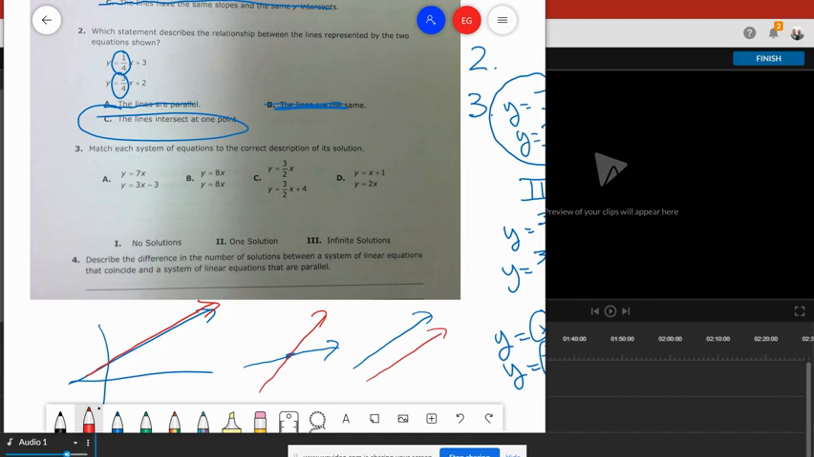Doesn't matter. But either way, that should show you guys that this right here is infinite solutions. They're exactly the same forever and ever. These are one intersection with different slopes, and these are parallel lines that never meet.